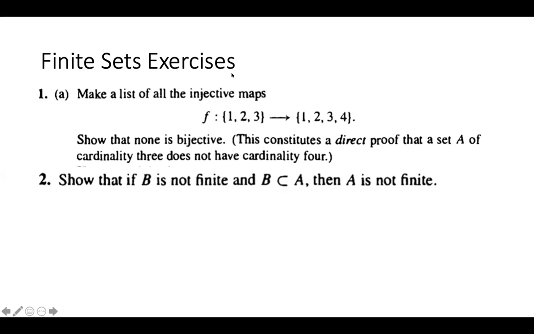So I now encourage you to work with this exercise. If I ask you to make a list of the injective maps from {1, 2, 3} to {1, 2, 3, 4}, and show that none is bijective, how would you attempt this? This should be quite straightforward.